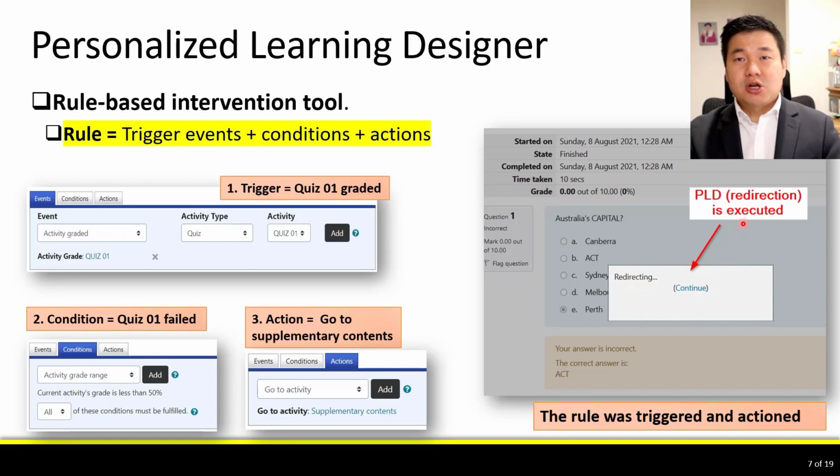Here we have the Personalized Learning Designer or PLD tool available in our Moodle instance. It is essentially a rule-based intervention system, so we can define a rule with some trigger events, conditions, and actions. In this example here, the trigger is when a quiz is graded, the condition is if the student failed the quiz, and the resulting action is navigating to another activity, which is a new page for supplementary contents.